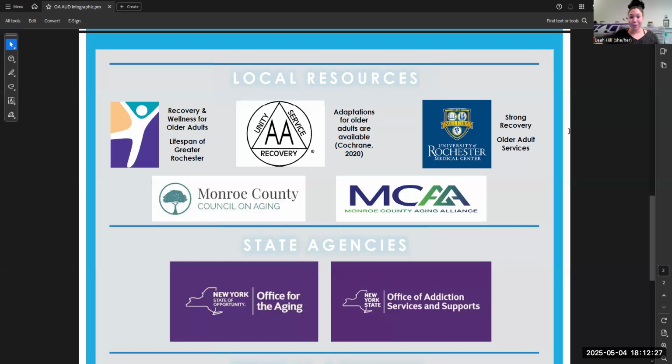I'm going to put a plug in for where I work at URMC Strong Recovery, which is part of the University of Rochester Medical Center. Strong Recovery is the outpatient treatment program that I work for. However, we also have an outpatient older adults clinic that also has a CASAC there who is integrated and can help with that population. They do things like mental health therapy, counseling, case management, just a whole number of things specifically targeted to our 65 plus population here.